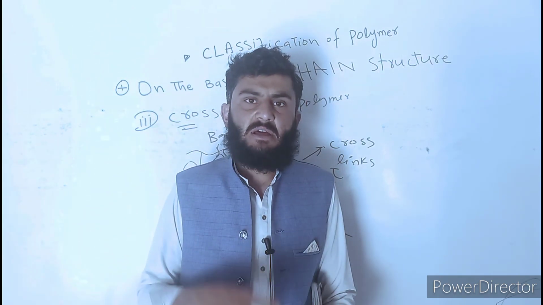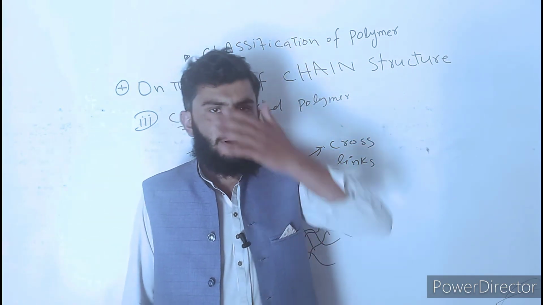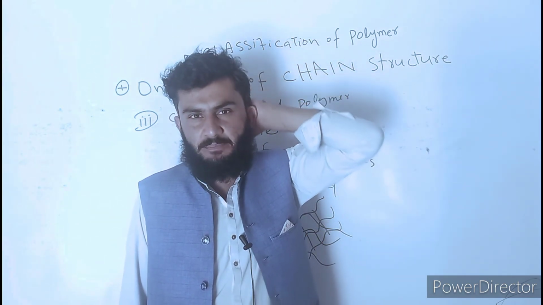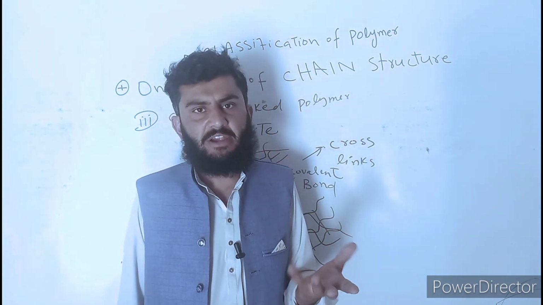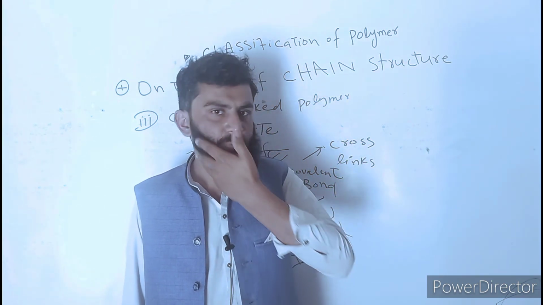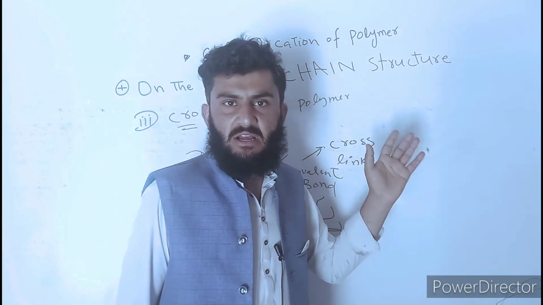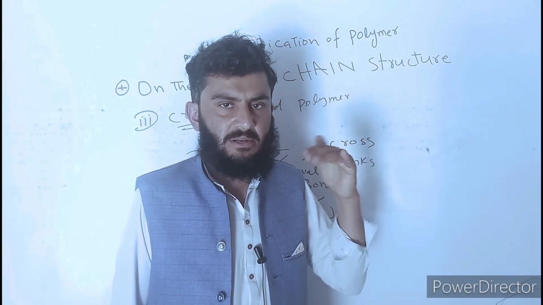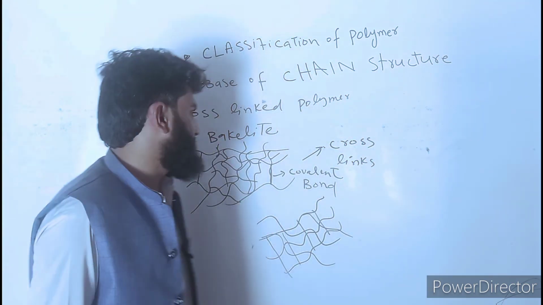We have discussed number one, the linear chain polymer. An example of a linear chain polymer is polyethylene. Clear. Polyethylene has high density, high tensile strength, and a high melting point also. In a linear chain polymer, the polymer chains are arranged linearly with respect to each other.